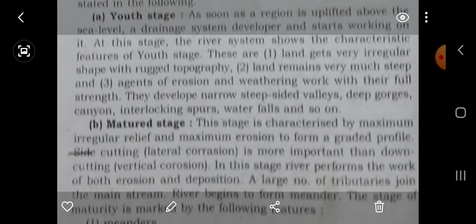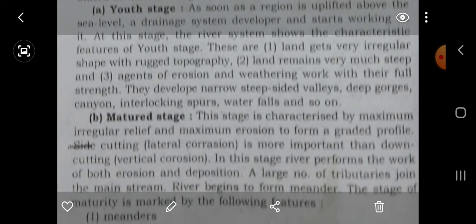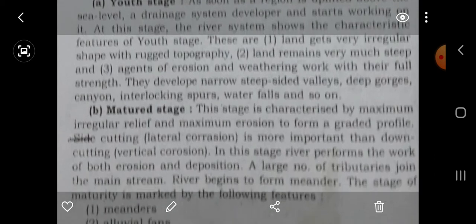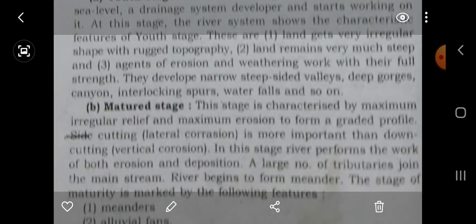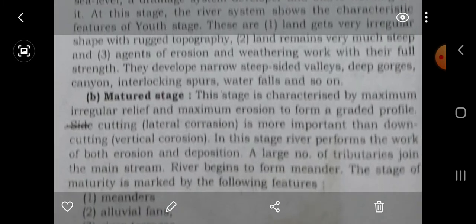Secondly, the land remains very steep. And thirdly, the agents of erosion and weathering work with their full strength. They develop narrow, steep-sided valleys, deep gorges, canyons, interlocking spurs, waterfalls, and so on.